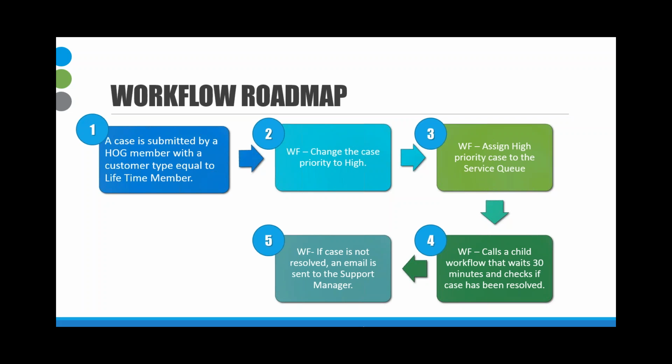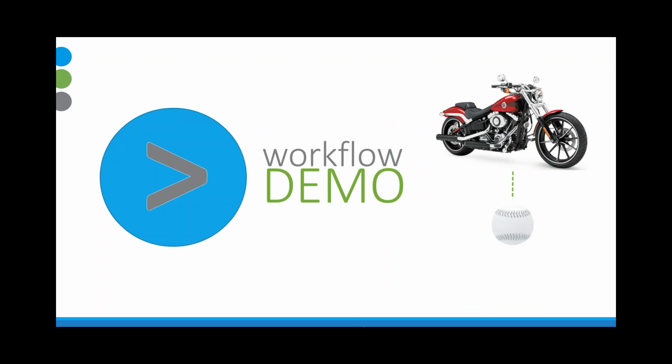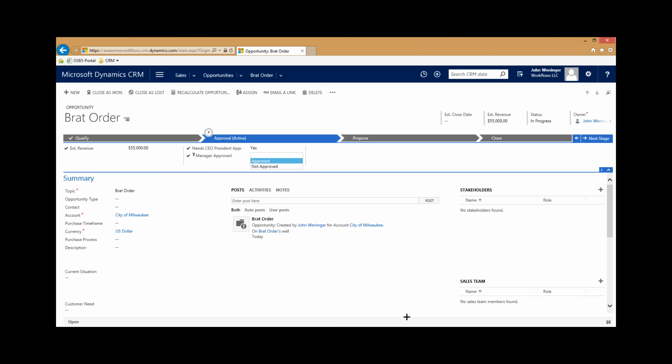The second thing is it assigns the case to the priority service queue. And then the third thing is that the workflow will call a child workflow that will wait 30 minutes and check to see if the case has been resolved, because we want to make sure that this is getting resolved in a timely manner. And if not, it sends an email to the support manager saying, hey, you've got a case out there that needs to be resolved because this is a priority type customer of ours. Okay, so let's hop into our demo.